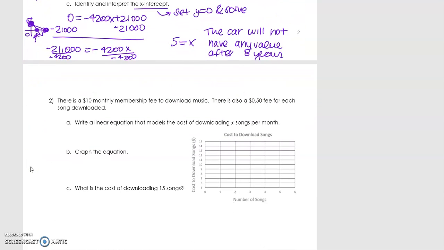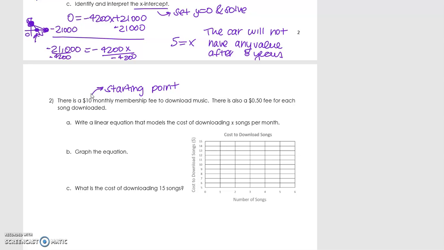So it says there is a $10 monthly membership fee to download music. There is also a 50-cent fee for each song downloaded. And then we're going to answer these questions. First thing, let's just understand there is a $10 monthly membership fee. So guys, that's our starting point, right? Right away, we have to pay $10 no matter what. And then it's going to increase for each song downloaded.